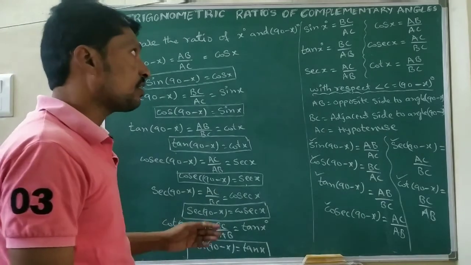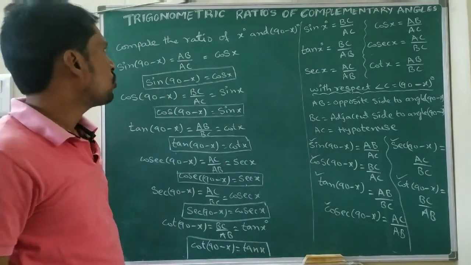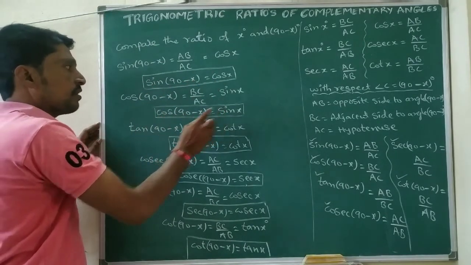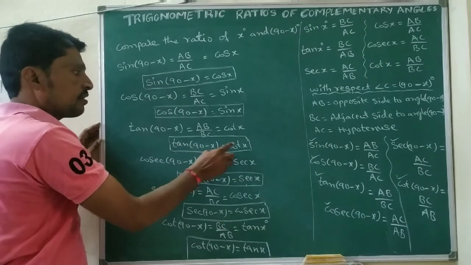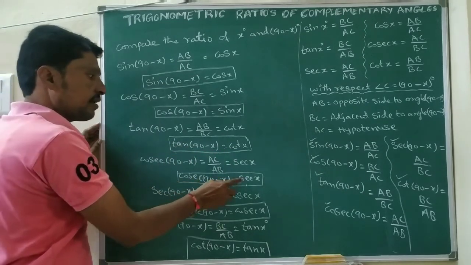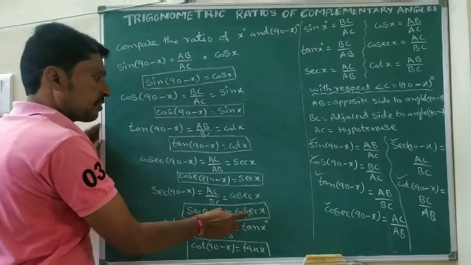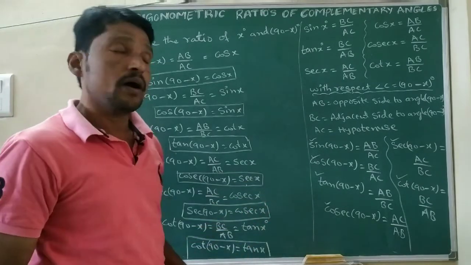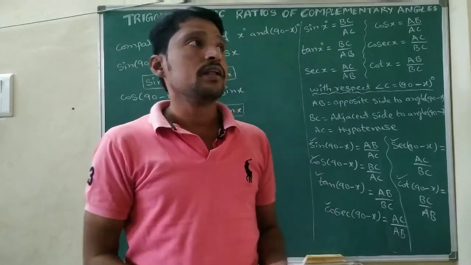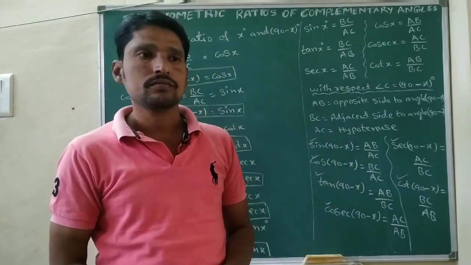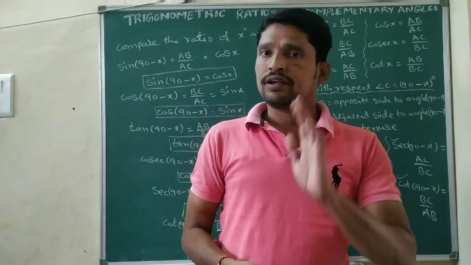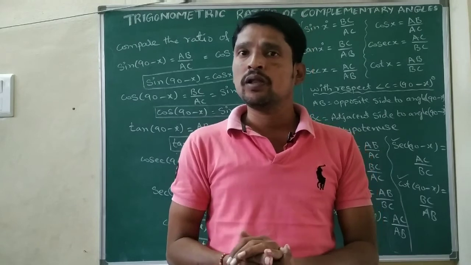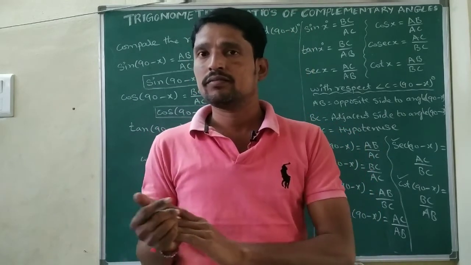So the trigonometric ratios of complementary angles are: sin 90 minus x equal cos x, cos 90 minus x equal sin x, tan 90 minus x equal cot x, cosec 90 minus x equal sec x, sec 90 minus x equal cosec x, cot 90 minus x equal tan x. These are the complementary angles of the trigonometric ratios. We have seen trigonometric ratios of complementary angles. In the next video, we will see some problems based on complementary angles.